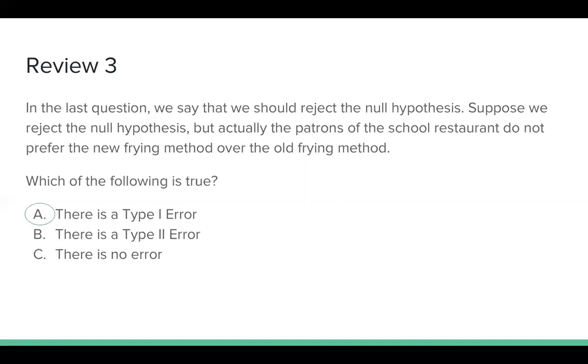There would be a type 2 error present here if we said that we should not change the frying method. Everybody likes the old frying method. We do not want a new one. So they don't change it, but in reality, everybody did want a new one. So that would be an example of a type 2 error here.